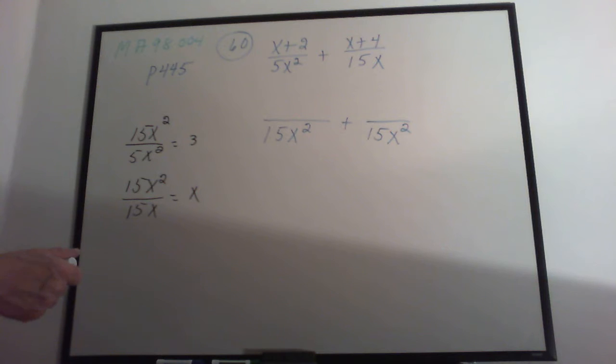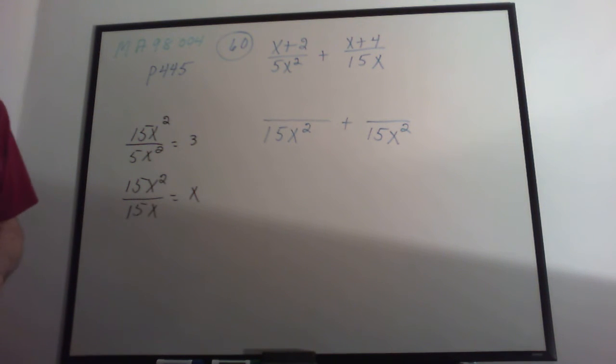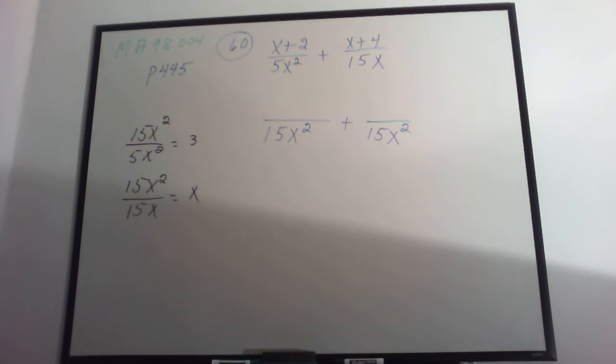All right, the common denominator is going to be 15x squared. So I divide 15x squared by the old denominator, which is 5x squared, and I end up with 3. And then 15x squared divided by 15x, and I end up with an x. All right, so go on to the next step. Show me what you're going to do. Pause the video.